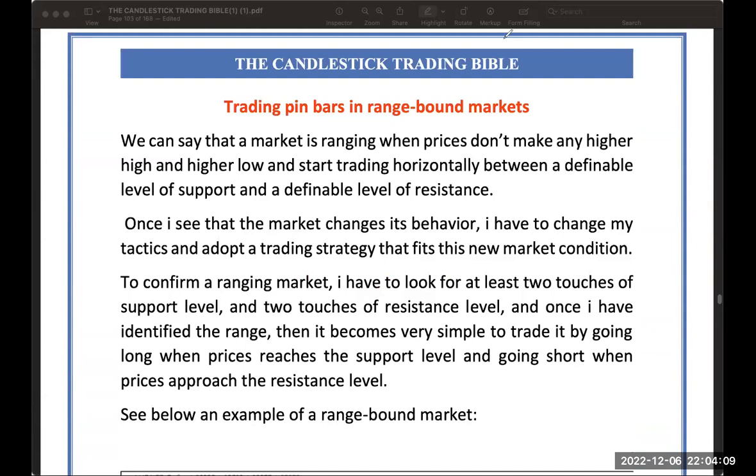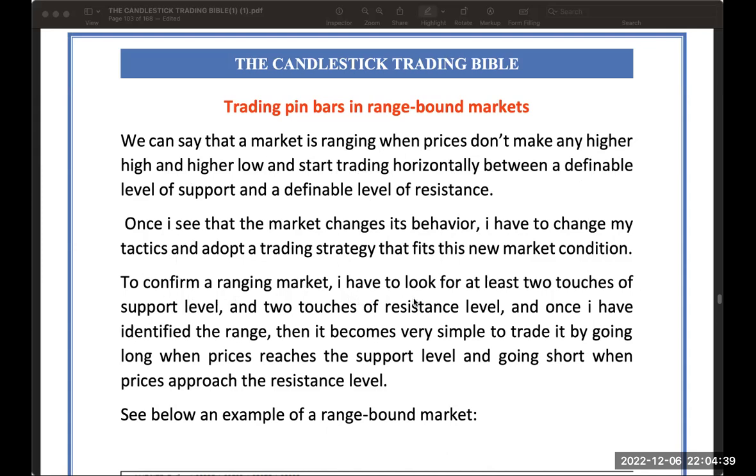Okay, so we are coming now from what? From a trending market into a ranging market, right? So we can say that a market is ranging when prices don't make any higher high and higher low, and start trading horizontally between a definable level of support and a definable level of resistance. Once I see that the market changes its behavior, I have to change my tactics and adopt a trading strategy that fits this new market condition.